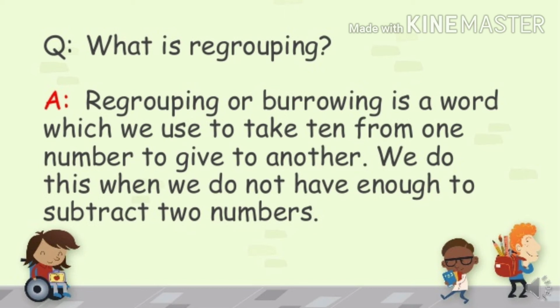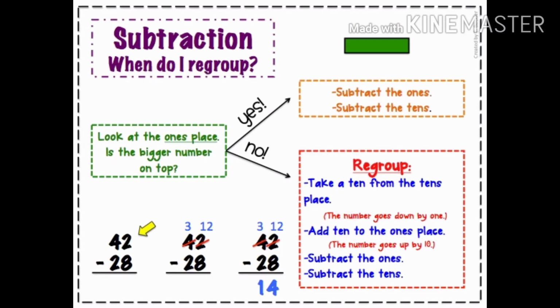And why do we use this? We do this when we do not have enough to subtract two numbers. Now see subtraction. When do I regroup? Look at the ones place. Is the bigger number on the top? If your answer is yes, then subtract the ones first and then subtract the tens as we do in simple subtraction.